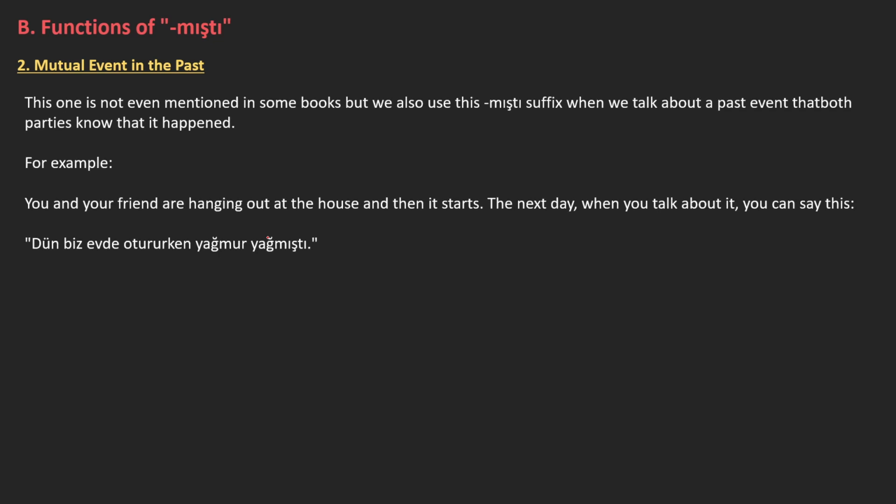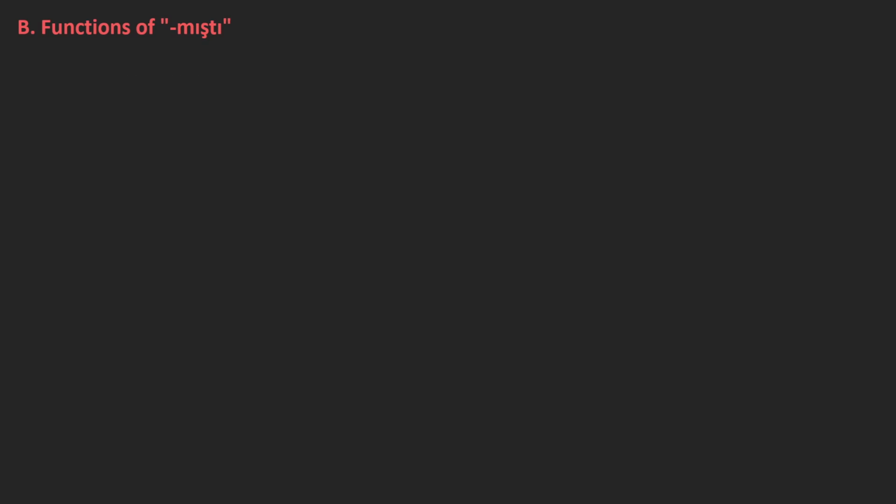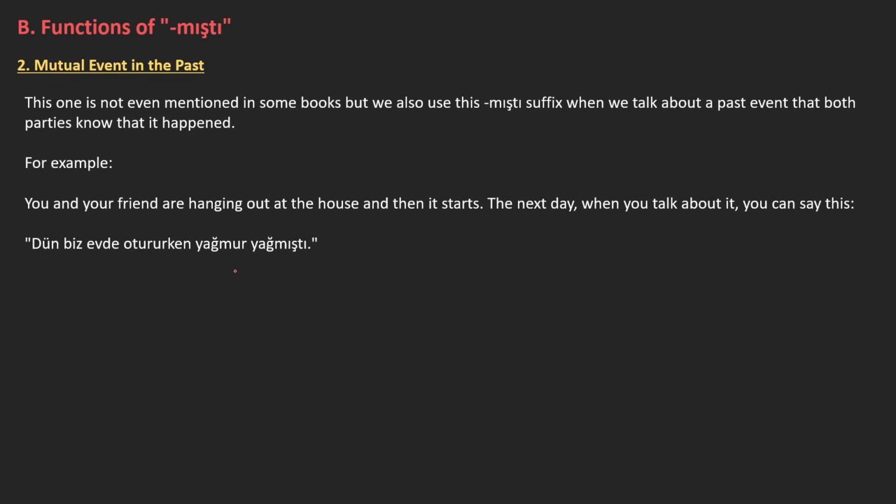And I never saw any books mentioning this. I don't know why. I mean, English books teaching Turkish. It is only mentioned in Turkish books. Probably because they teach this in a different subject. So we use this mıştı suffix when we also talk about a past event. Wait, I made this typo. That both parties, and by parties I mean both people, like both of you, know that it happened.